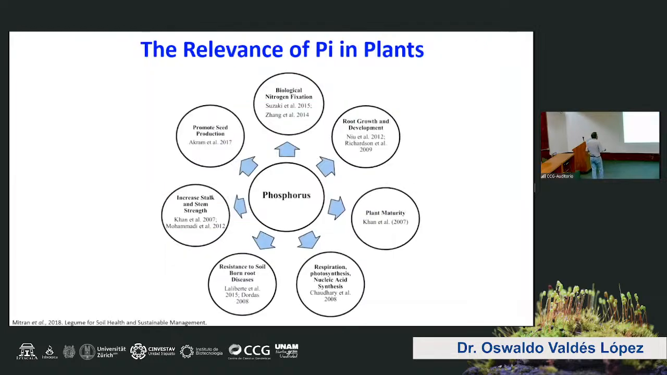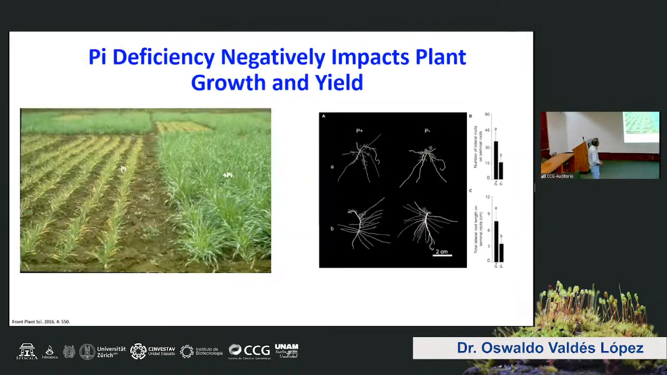So phosphorus is important for, obviously, nitrogen fixation, but also basically it is important for each step of plant development and plant growth. And this includes legumes, not only model plants or other crop plants. Legumes are also affected by phosphorus. So here you can see the negative impacts of phosphate deficiency. Here we have plants growing under optimal phosphate versus low phosphate. So it is really affecting the plant growth and also plant yield. And you can see here how the plants modify root architecture to deal with phosphate deficiency.